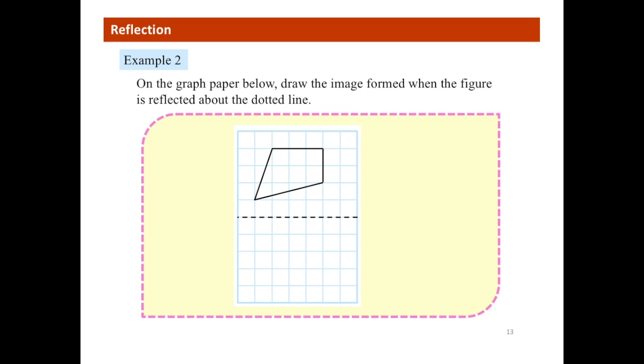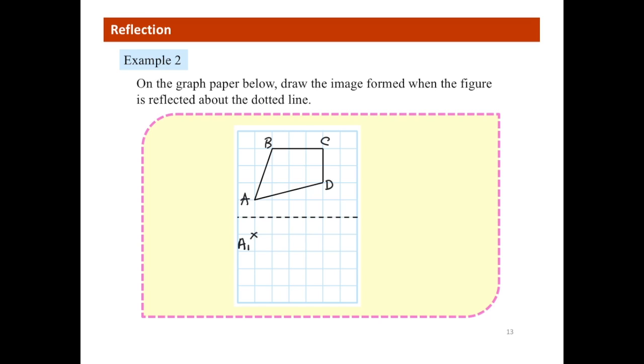Let's see example 2. On the graph paper below, draw the image formed when the figure is reflected about the dotted line. First we will reflect the 4 vertices to their new position. Again, I will name the 4 vertices as A, B, C, D, and it would be easier for you to understand. For A, it is 1 unit from L, so we can mark A1, which is also 1 unit from L in the reflected side.